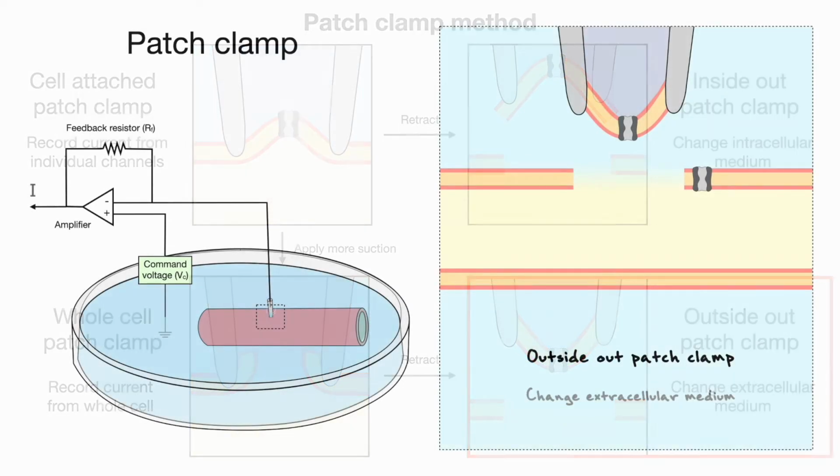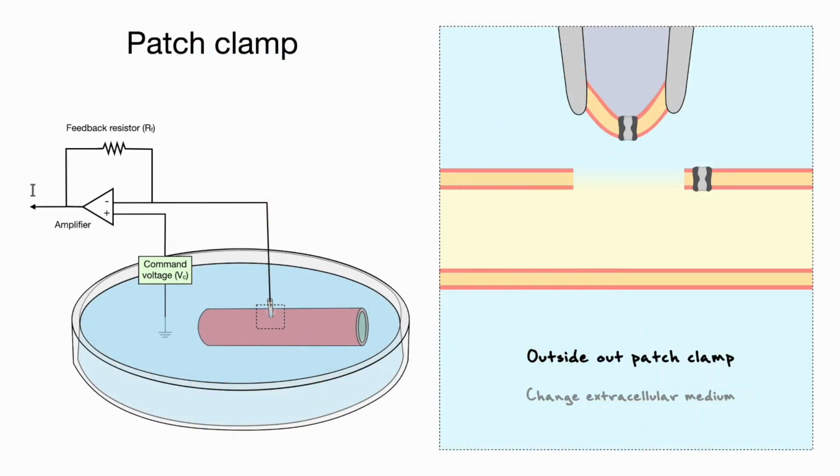When we consider the outside-out configuration in more detail, what we are essentially doing is a voltage clamp on a small patch of membrane that contains a single channel. In other words, we are locking the membrane potential of the channel at a specific command voltage, and then we measure the current going in or out depending on the extracellular conditions we subject the channel to.